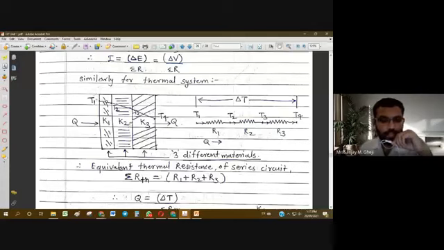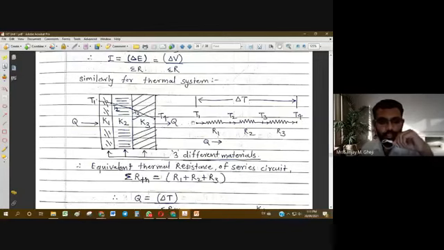When a temperature difference delta T is applied from this face to this face for the entire composite system, due to this temperature difference from T1 to T4, we are calling it T1, T2, T3, T4 because we have three different layers. Starting at T1, then at the interface between the first and second layer it is T2. Between the second and third layer the temperature is T3, and last it is T4.